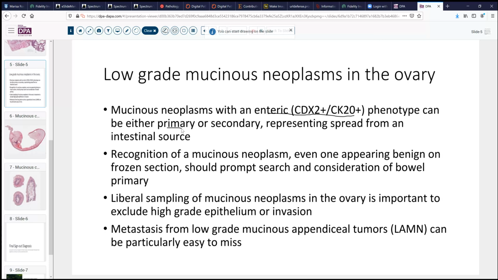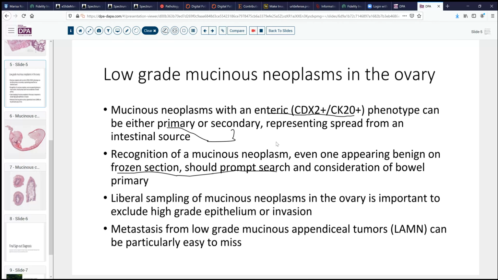So this can be a primary ovarian tumor, but it can also be a secondary tumor, representing spread, usually from an intestinal source and most commonly the appendix. So when we find such a tumor on a frozen section, we don't know what's going on, but this should prompt search. We need to go after these and encourage the surgeon to look and consider what's going on in the bowel.